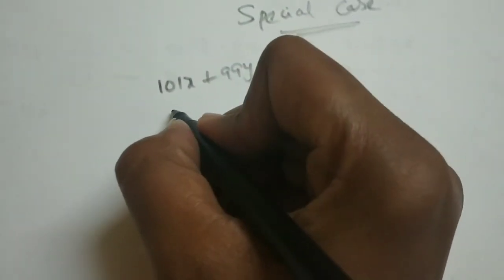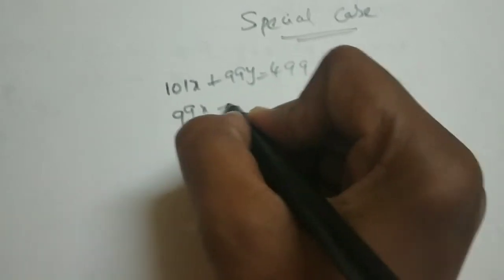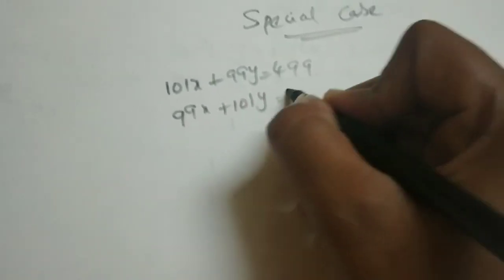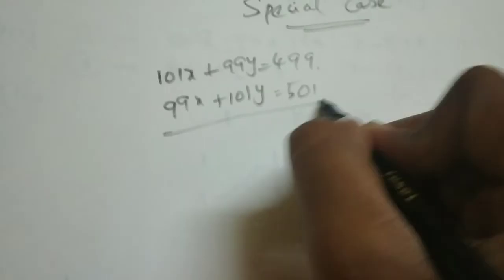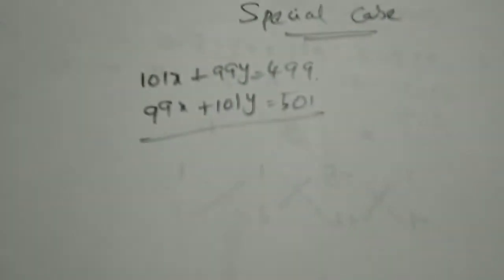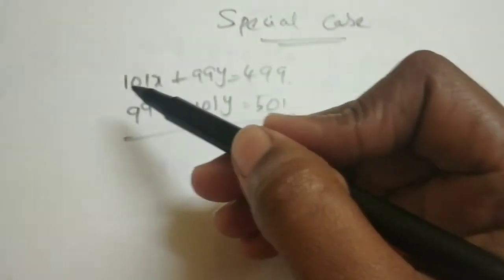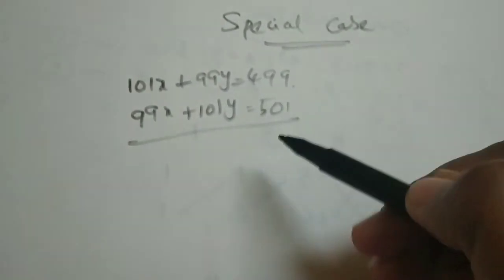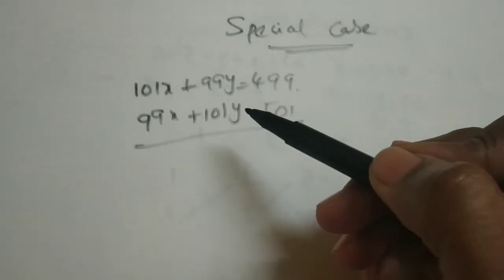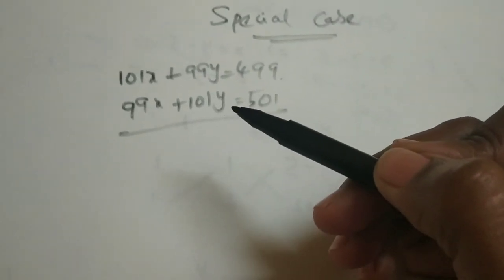Special cases we are not using that much. I am giving the examples. Take 101x plus 99y is equal to 499. And one more linear equation: 99x plus 101y is equal to 501. That means these are simultaneous linear equations with two variables. If you solve these two, the coefficients are going to be very high, huge numbers, and simplification will become a little bit difficult.